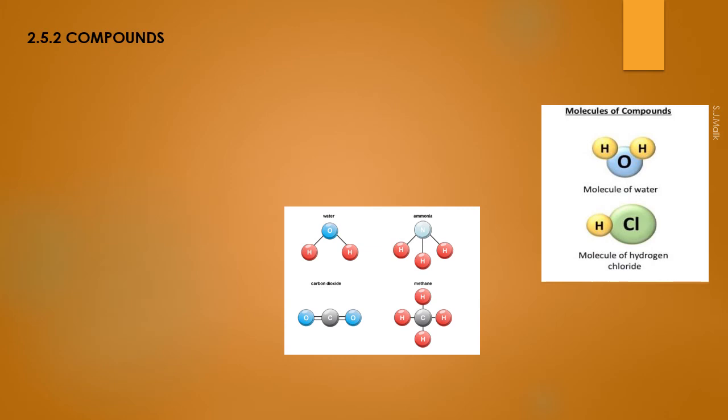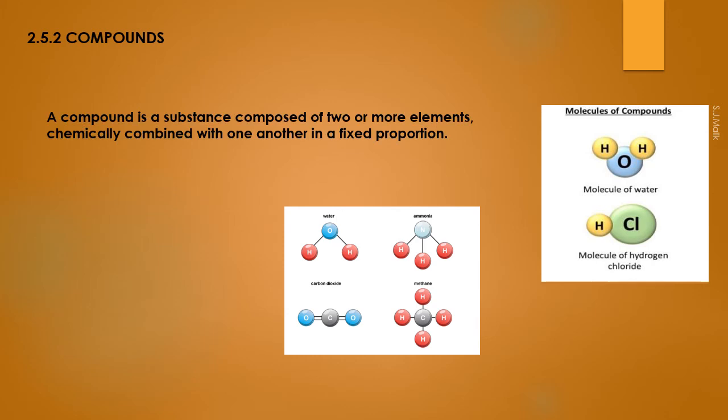Another type of pure substance is compound. A compound is a substance composed of two or more elements. Read carefully, two or more than two elements. These elements combine chemically with one another in a fixed proportion. For example, this is the molecule of H2O. H2O is a compound. It is made up of two elements, H and O, and the formula is H2O.